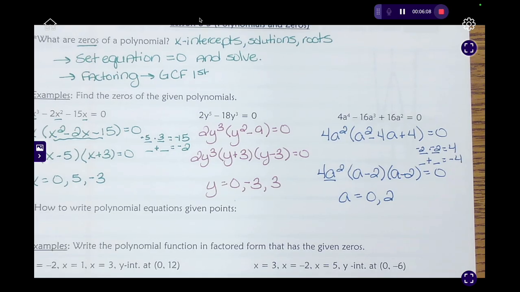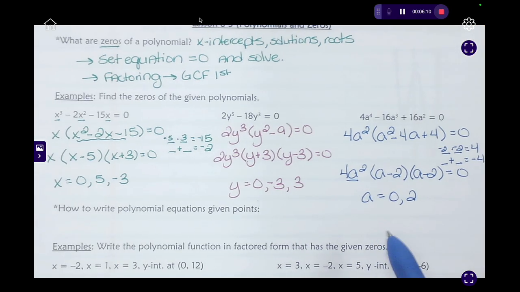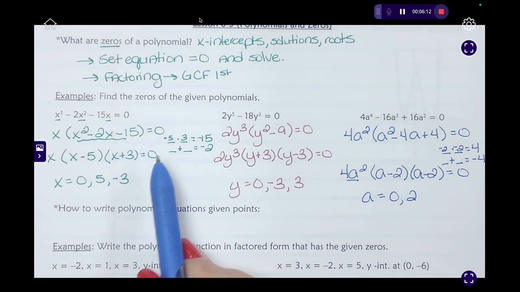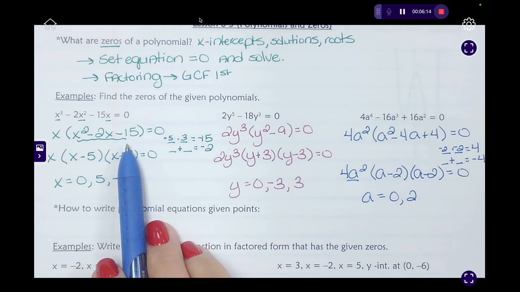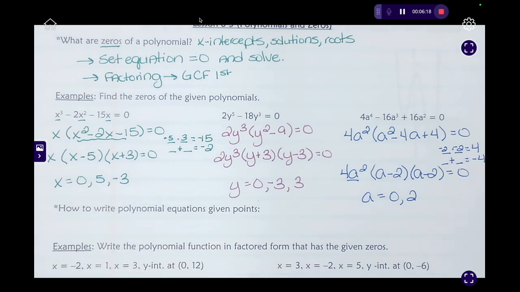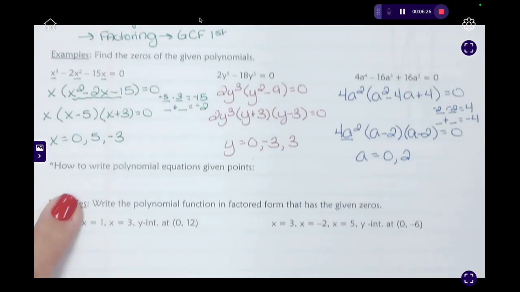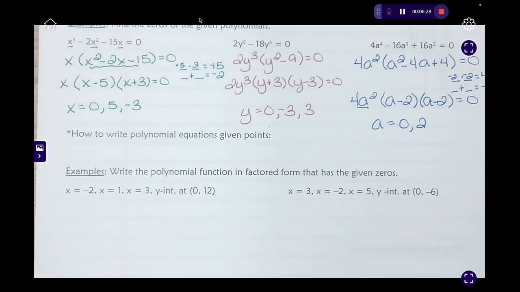So if I'm asking you to find the zeros of a polynomial, all I'm asking you for are the x-intercepts. You are going to factor these and then set each factor equal to 0, and you would get those x-intercepts. All right, now we're going to kind of work backwards. Here I found my x-intercepts. Now we're going to write an equation if I give you those x-intercepts.